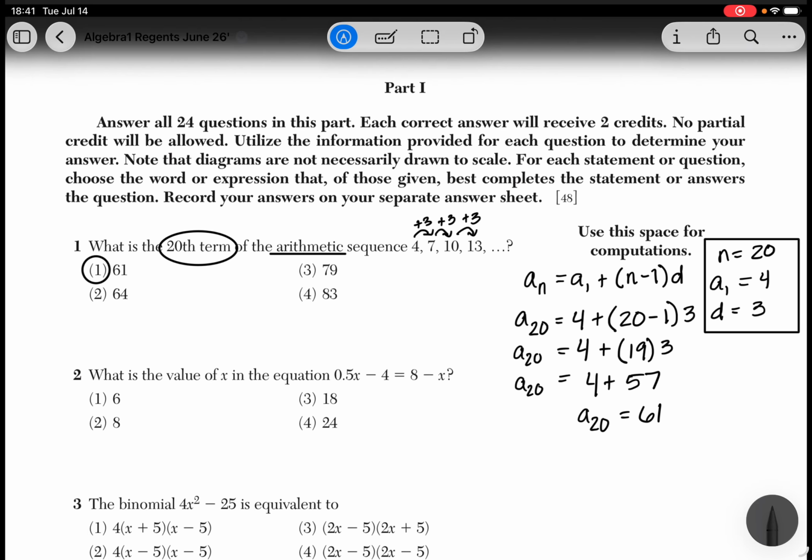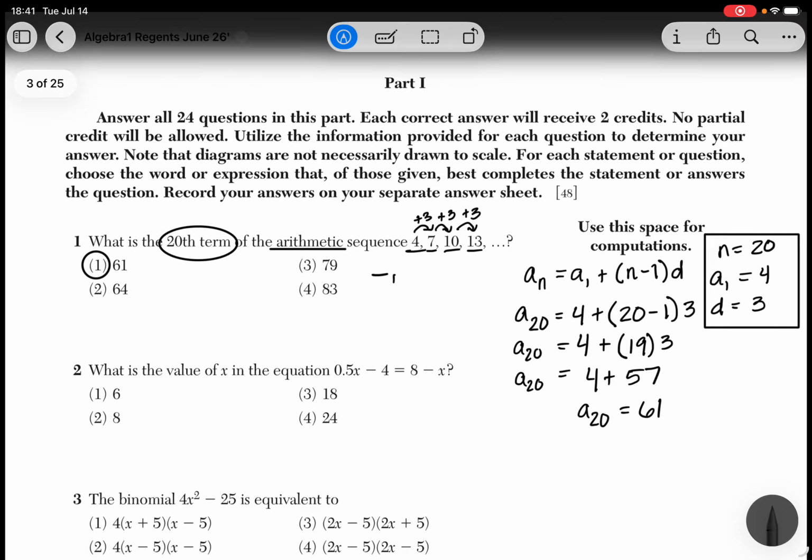Be careful not to use multiplication, subtraction, or division. It's a lot easier if it tells you if it's arithmetic or geometric. If it's geometric, that means we're either multiplying or dividing. Arithmetic means that we're adding or subtracting. And like I said, you could also write out each of the terms. So if we know we have 4, 7, 10, 13, that's 4 terms, and we can just count up to the 20th.